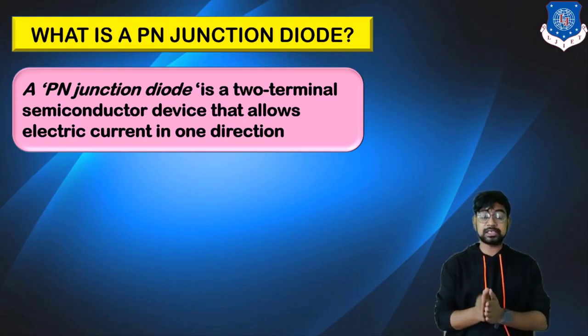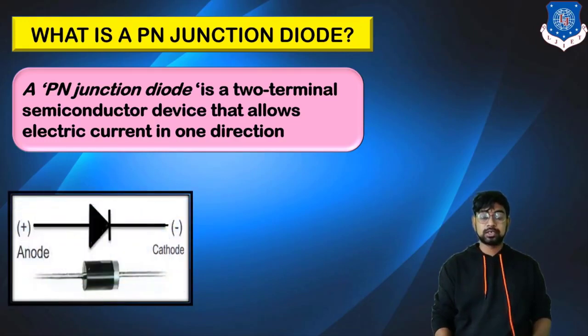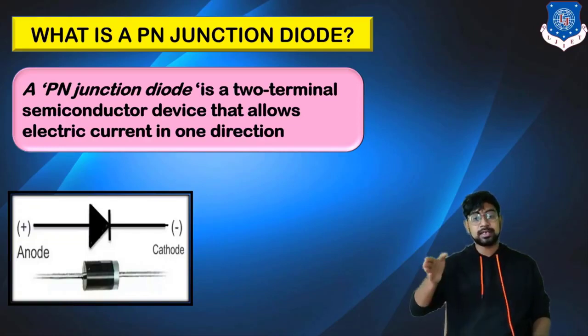A PN junction diode is a two-terminal semiconducting device that allows the electric current to flow in only one direction. So basically, the takeaway is that it is two-terminal and it will allow the current to flow in only one direction. Now, how does it look? You can see there is a symbol representation of it. One arrow is there and on the other side a single dash is there. That arrow side is known as the anode, or the positive terminal, and the dash is nothing but the cathode, the negative terminal.